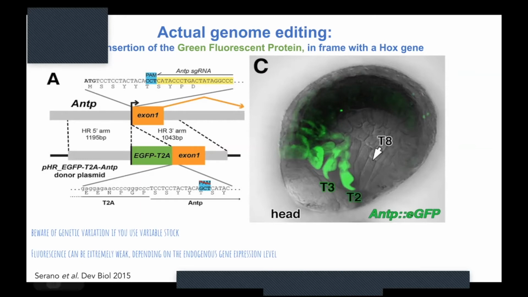And also, depending on the endogenous expression level of your target gene, fluorescence can be extremely weak. So if you're screening with your eyes, you need to be very careful about detecting fluorescence. So maybe you use a sensitive camera instead and be in the total dark without light pollution from anything, including screens.